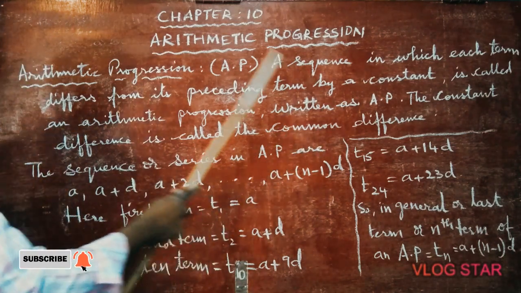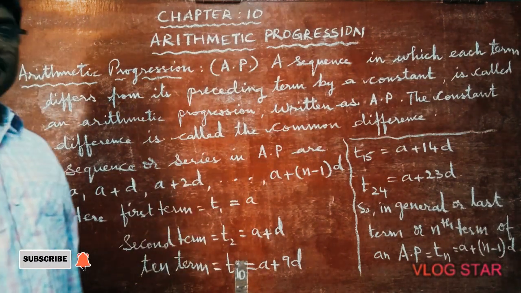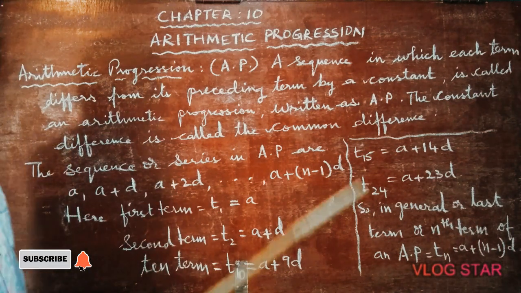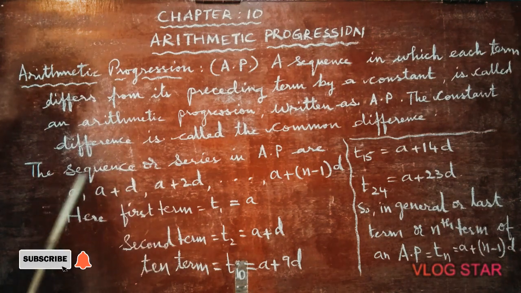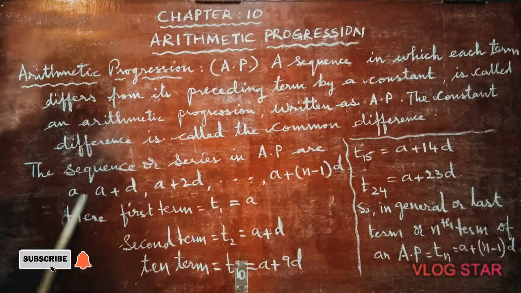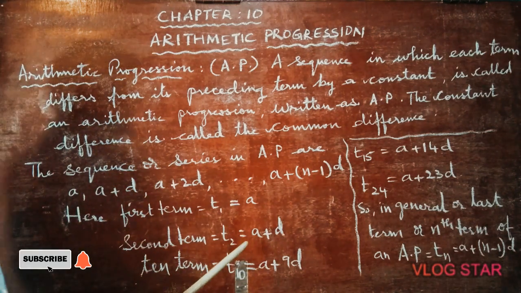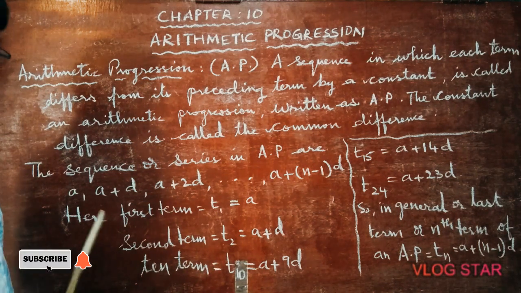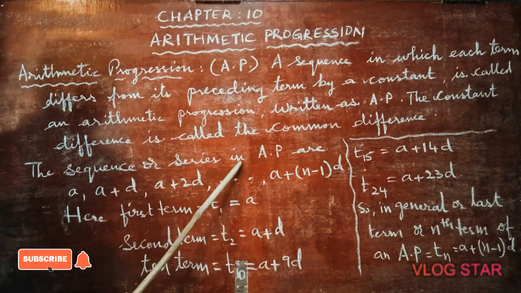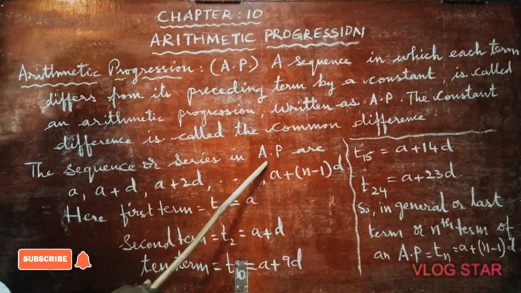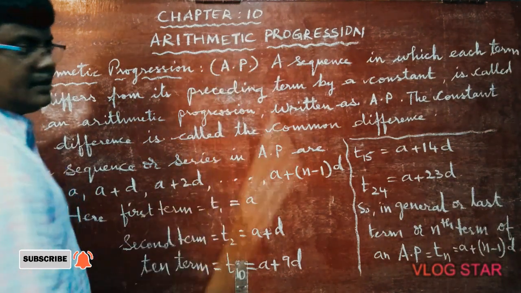Now I am going to explain the definition through an example, then you can understand more clearly. This is the definition of arithmetic progression. The sequence, I told you, sequence means series of numbers. Series of numbers means continuous numbers are in AP. AP means what? Arithmetic progression.